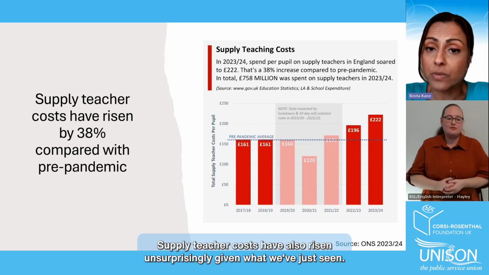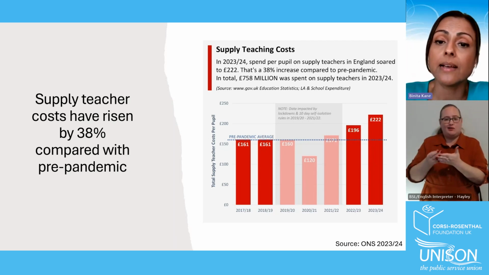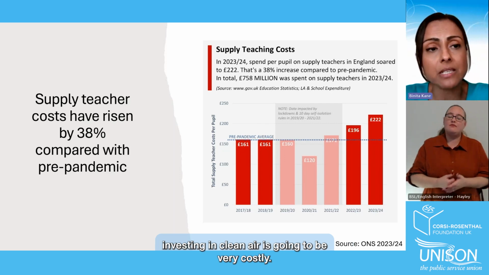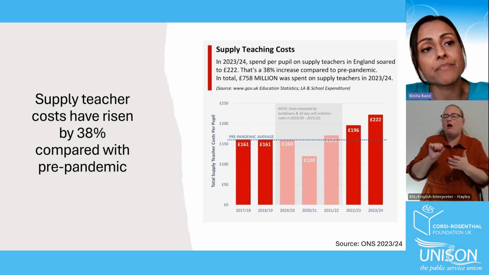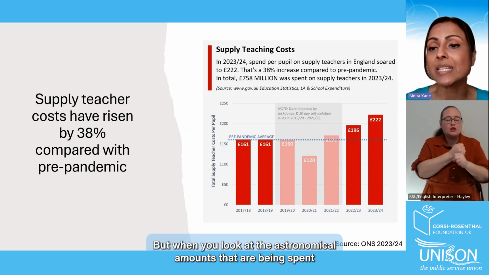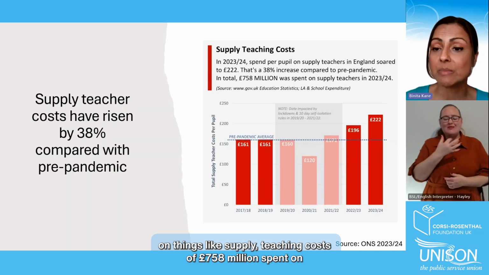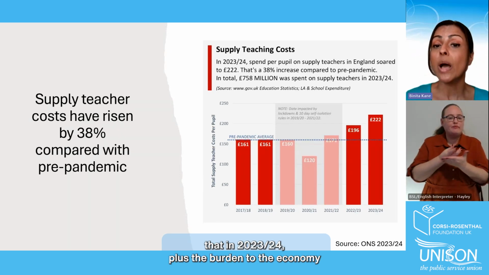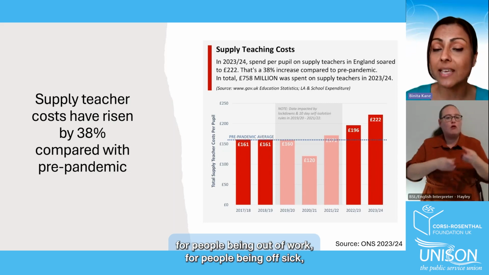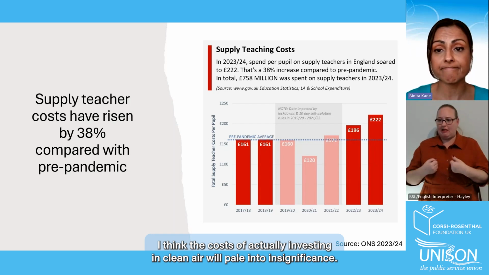Supply teacher costs have also risen, unsurprisingly, given what we've just seen. And there is often an argument made to say, well, investing in clean air is going to be very costly. We don't have the funding to do it. But when you look at the astronomical amounts that are being spent on things like supply teaching costs, £758 million spent on that in 2023-24, plus the burden to the economy for people being out of work, for people being off sick, I think the costs of actually investing in clean air will pale into insignificance.